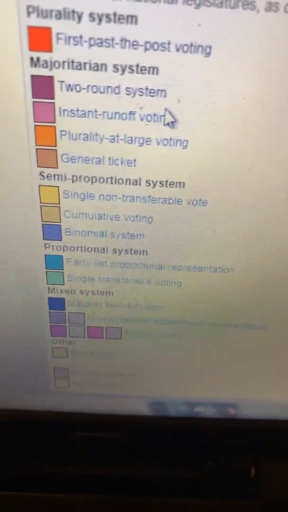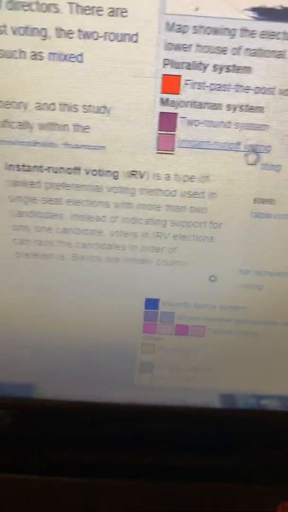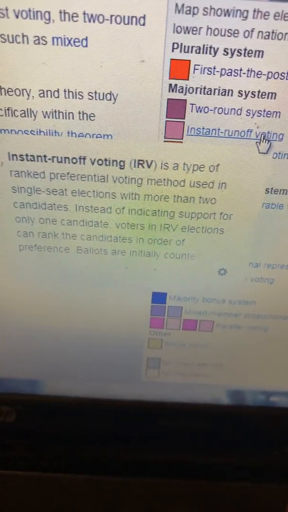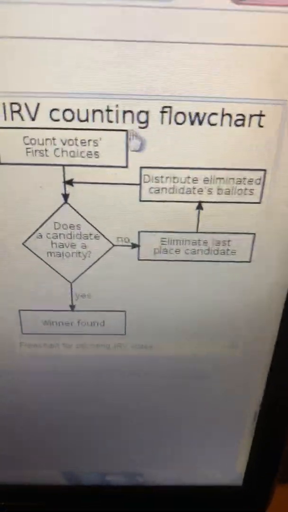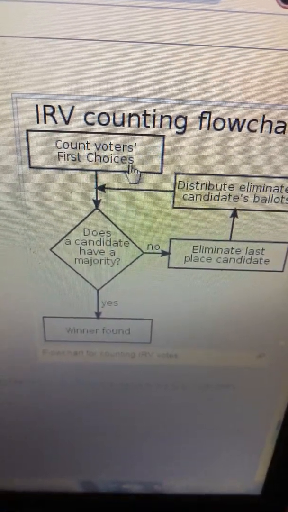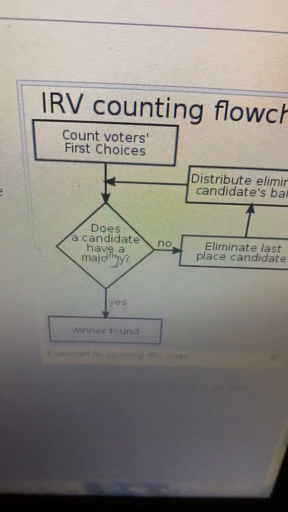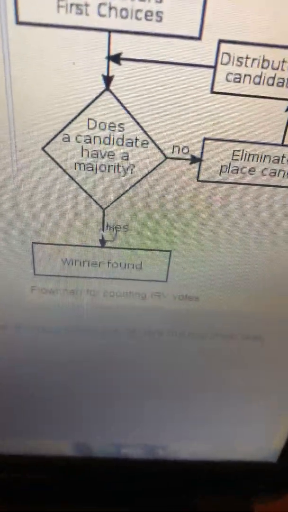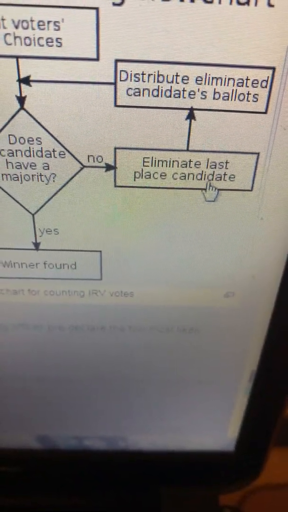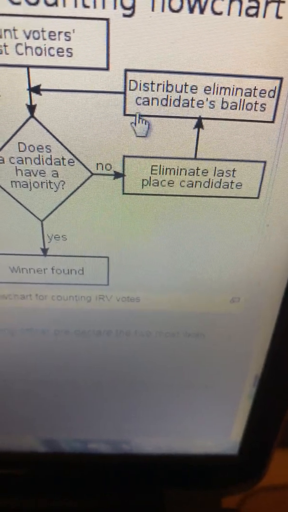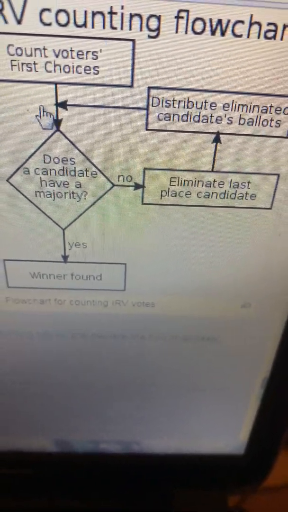And now let's take the instant runoff voting system. Election procedure. Count voters' first choices. Does a candidate have a majority? When yes, the winner is found. When no, eliminate the last place candidate and distribute the eliminated candidate's ballots.